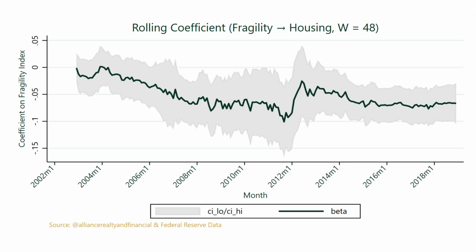And with a longer 48-month window, the effect still holds. Across every specification, fragility reliably predicts weaker housing performance. The long-run relationship stays intact, reinforcing just how robust the fragility channel really is.